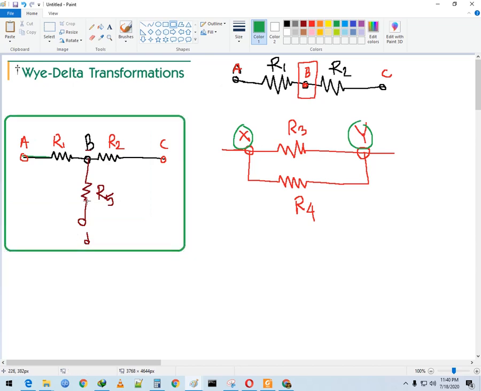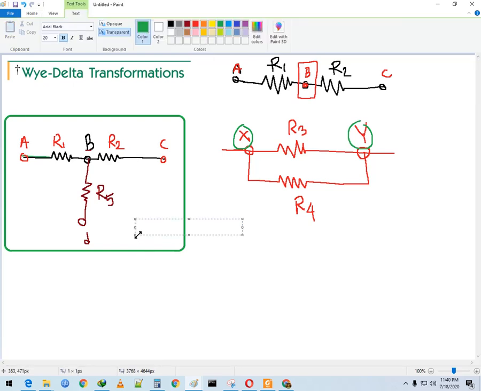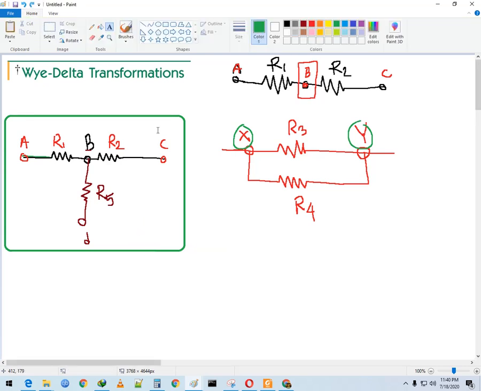This kind of circuit has a special name. It looks like a T, the English capital letter T. So since it looks like a T, we call it a T circuit, like T as in the capital letter T. This T has three resistors connected to each of its arms.